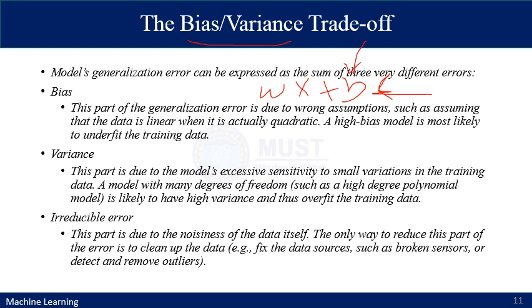So apart from these two errors, there is another kind of error which is even irreducible in many cases because this is due to the noisiness of the training or testing data itself. And the only way to reduce this part of the error is to clean up the data. For example, you can fix the data sources such as broken sensors, or detect and remove any outliers.